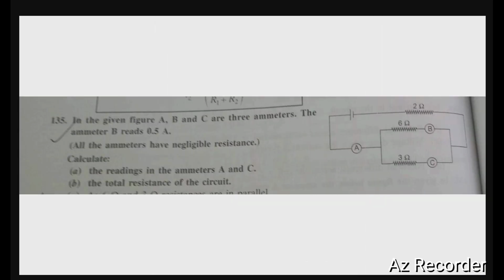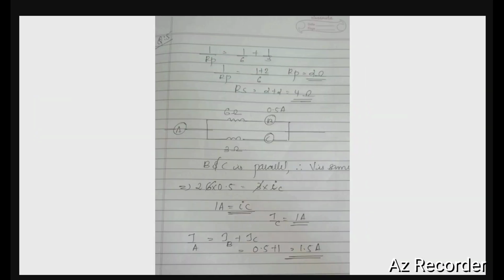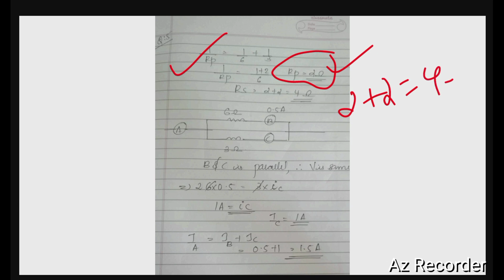So let us first calculate the total resistance of the circuit. We know that the resistances B and C form a parallel combination. So let's calculate the resistance: 1 by Rp is equal to 1 by 6 plus 1 by 3. On solving, Rp will be equal to 2 ohm. So the series resistance Rs is equal to 2 plus 2, which is equal to 4 ohm. So the total resistance in the circuit will be 4 ohm.